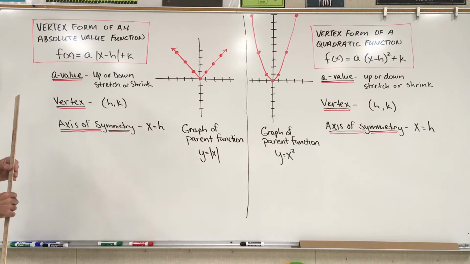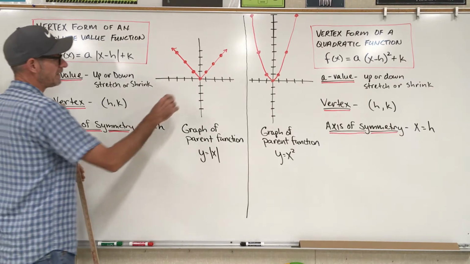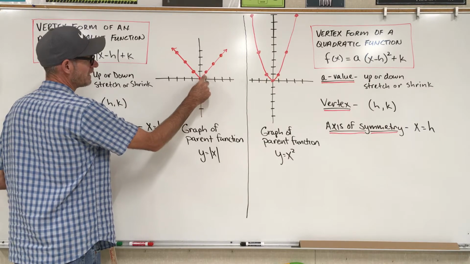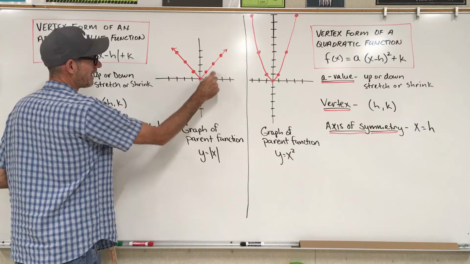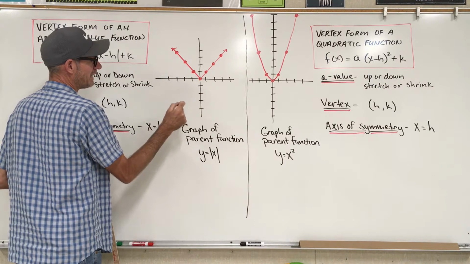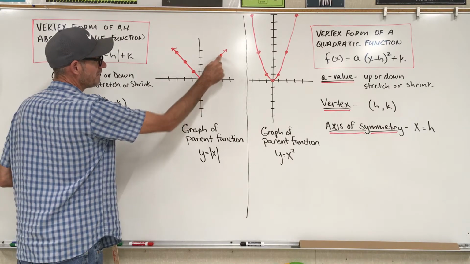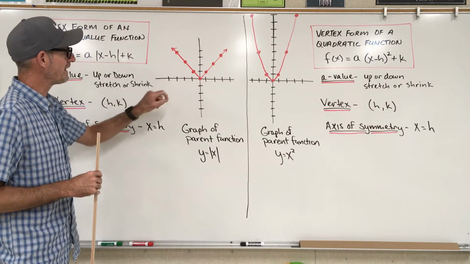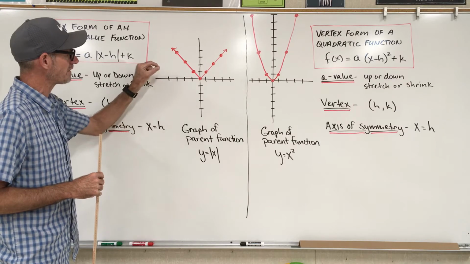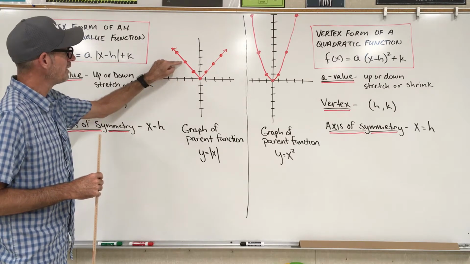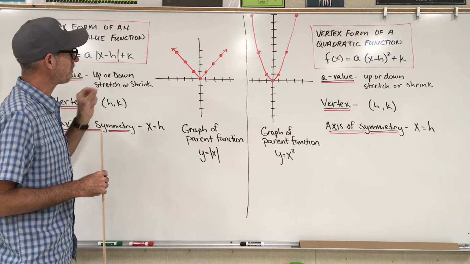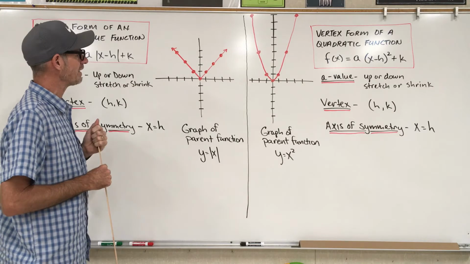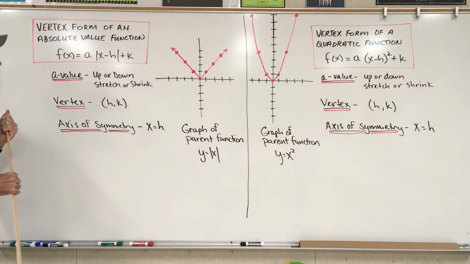In order to graph the parent function, go 1 to the right and up 1, because the absolute value of 1 is 1. Go 2 to the right and up 2, because the absolute value of 2 is 2. 3 to the right and up 3, because the absolute value of 3 is 3. 1 to the left and up 1, because the absolute value of negative 1 is positive 1. 2 to the left and up 2, because the absolute value of negative 2 is positive 2. And 3 to the left and up 3, because the absolute value of negative 3 is positive 3.